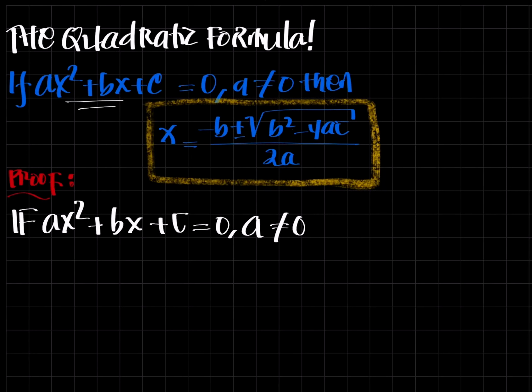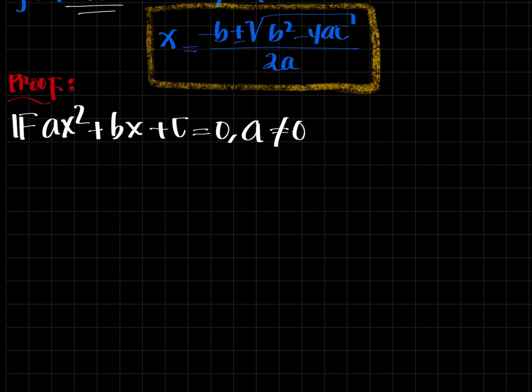We will discuss the quadratic formula. How can we find x equals negative b plus or minus the square root of b squared minus 4ac, all over 2a, from the general quadratic equation ax squared plus bx plus c equals 0, when a is not equal to 0? Okay, the way we prove it, we have to follow the steps.